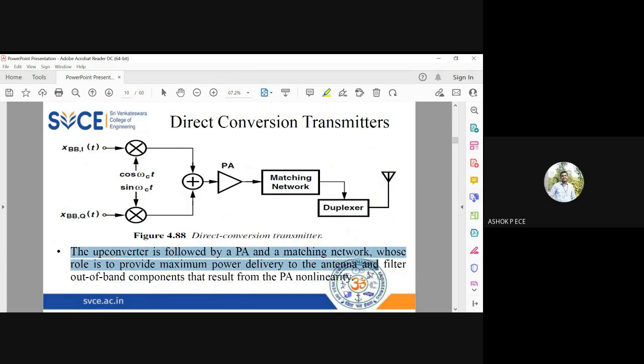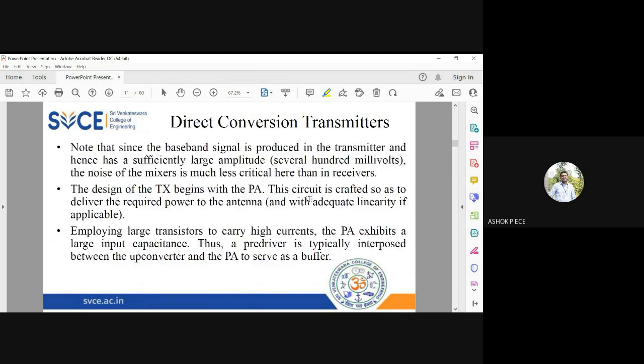You have a power amplifier and matching network to provide maximum power, and the power amplifier has to be linear. If it is not linear, then it will add its own noise to your signal. The desired baseband signal presented to the transmitter is only of millivolts, but when it goes into the power amplifier and comes out, it will be in the order of volts, or in terms of power, in the order of watts.